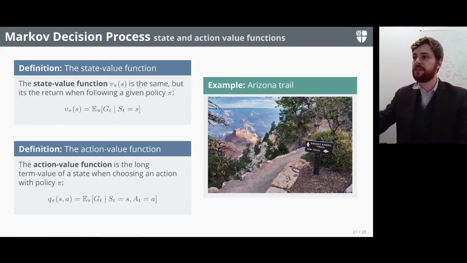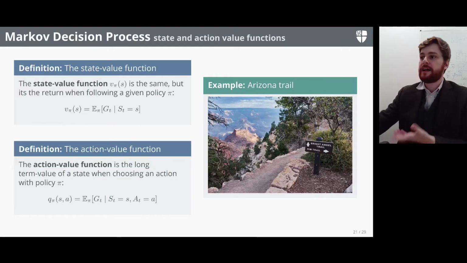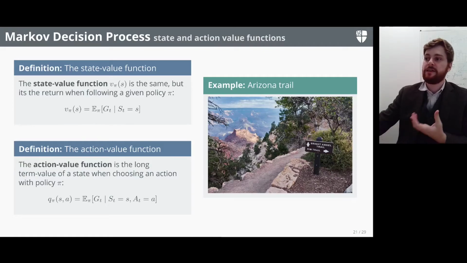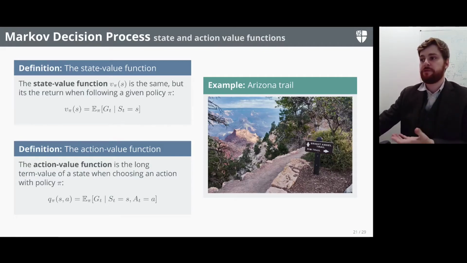That brings us on to the state value function. The state value function is the same as the value function, but now it's for a given policy. If you recall, a value function assesses how good it is to be in a given state, and it was computed by calculating the return of total future rewards. Well, now it's the same, but it depends on the policy. So again, if we're lazy, we're going to get less reward than if we study hard.